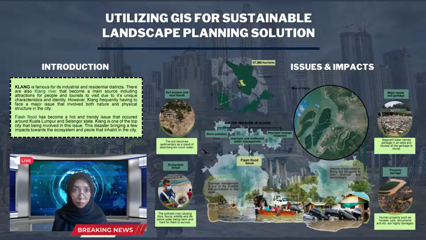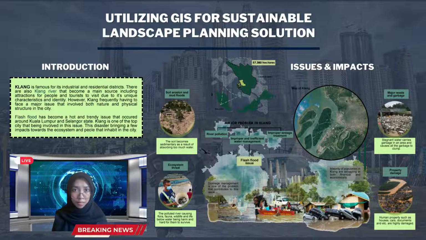Klang is divided into North Klang and South Klang, which are separated by the Klang River that has become the main source of attractions for people and tourists to visit due to its unique characteristic and identity. Klang is famous for its industrial and residential district. However, Klang frequently has to face major issues that involve both nature and physical structure in the city.